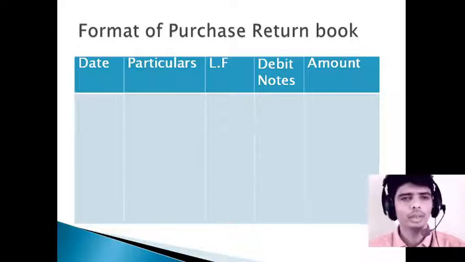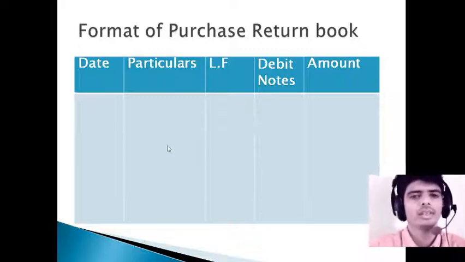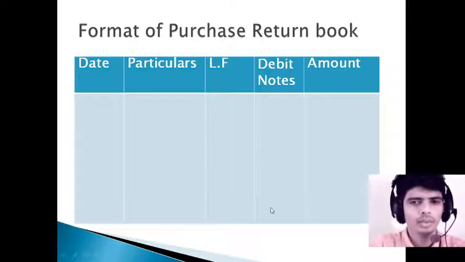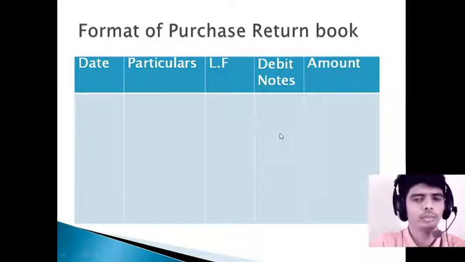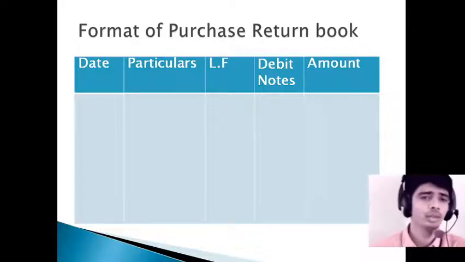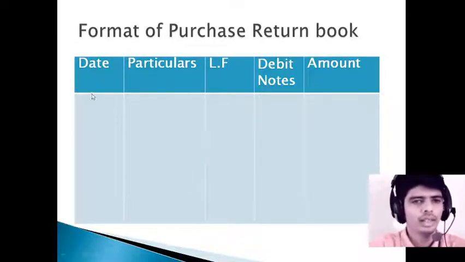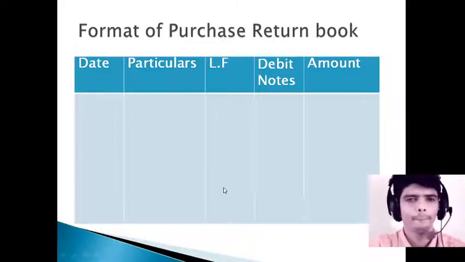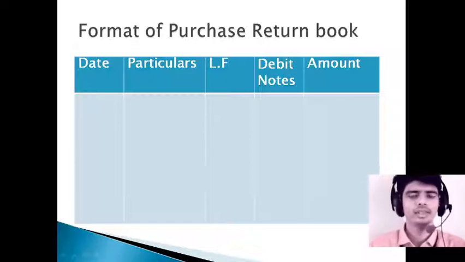Then this is a simple format of the purchase return book. Try to understand. The first column speaks about the date, then particulars, then LF, that is ledger folio, then debit note, and the last one is amount. Here the debit note is very important from the point of view of the buyer. Whatever amounts we have returned out of our purchases, we are going to record in this format: date, particulars, LF, debit note, amount. Hope you guys are clear with the simple purchase return book.